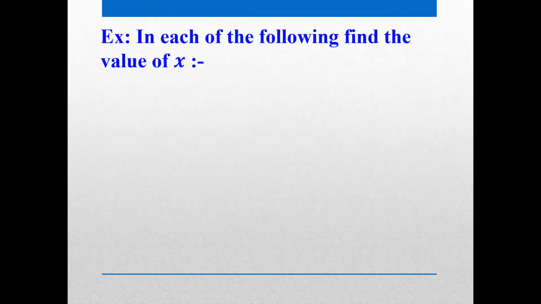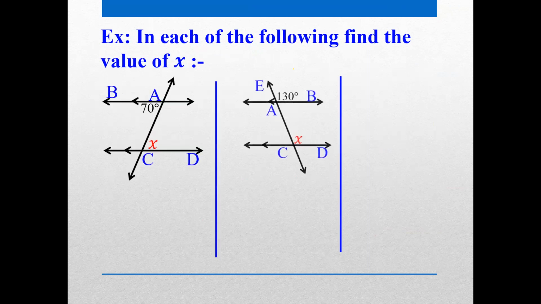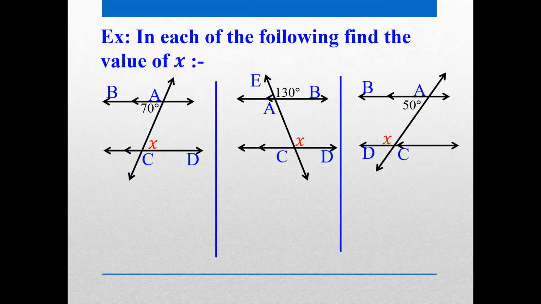Let's see an example. In each of the following, find the value of x. First one, we have AB and CD, two parallel straight lines, with the sign of parallel. So the two straight lines are parallel, and AC is a transversal. So we have alternate, corresponding, or interior angles. Now find the value of x.